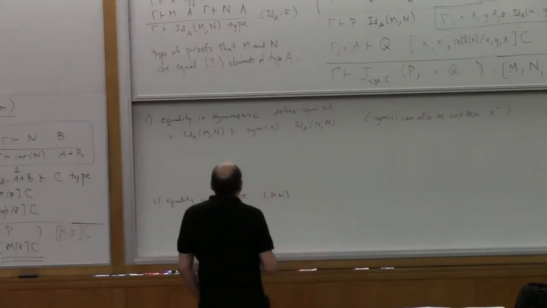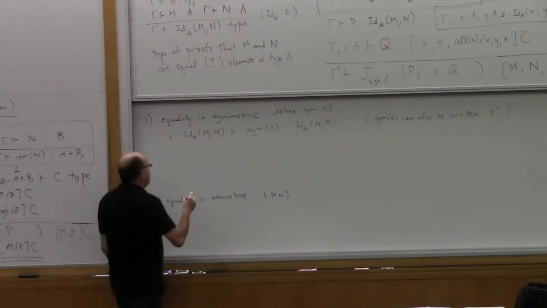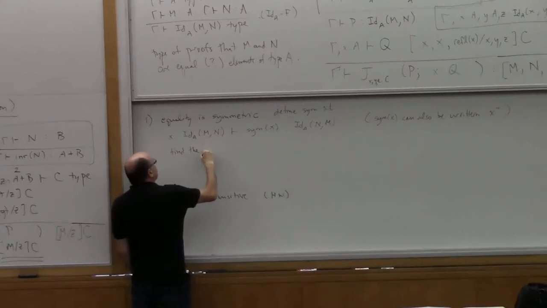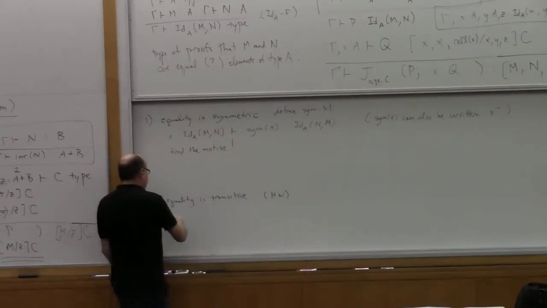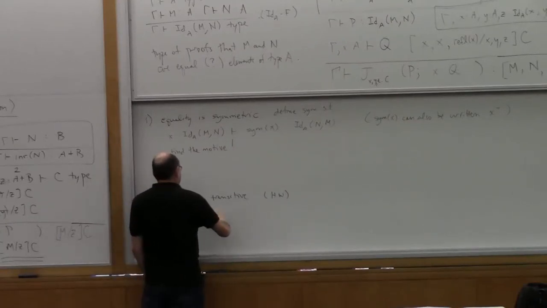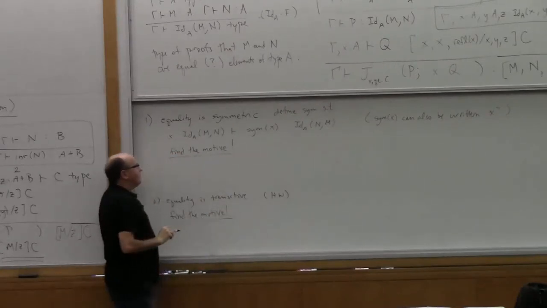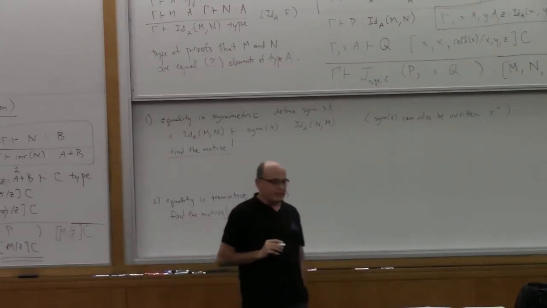Okay, so the trick on these proofs is to find the right motive. That's the hint: find the motive. Once you know what the motive is, you've got everything. So let's watch what we're going to do here. I'm going to just do this one.